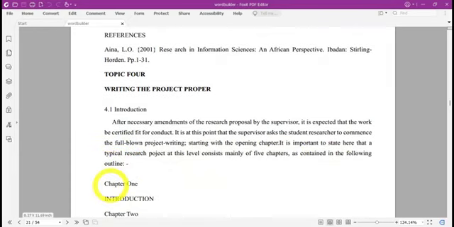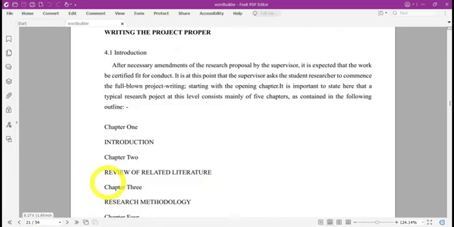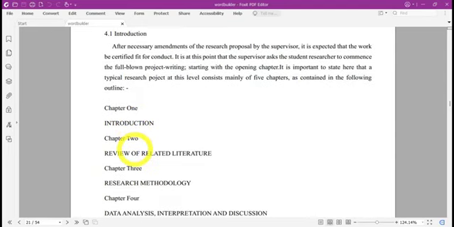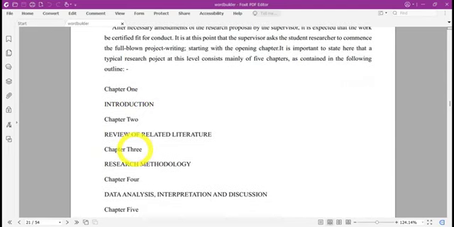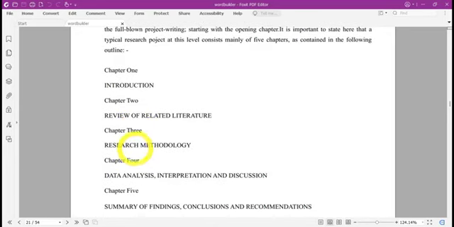Okay, we have the 5 chapters. After your supervisor has approved your work, you're good to go ahead and write your project. The first chapter, like we said, is the introduction. Chapter 2, review of related literature. The literature that says so much about the work you're doing, that's the background literature. Then chapter 3, research methodology.